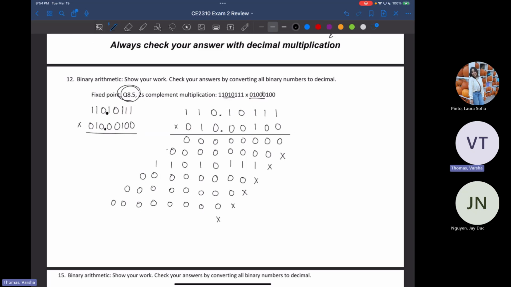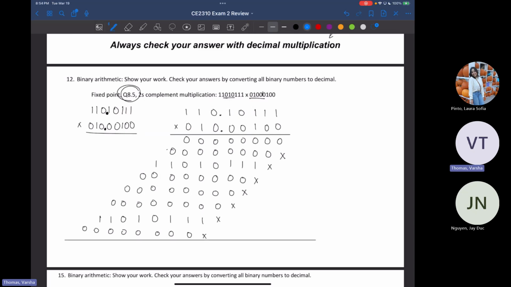Okay, those 3 zeros, and then a row of 1s. 3, 4, 5, oops. 2, 3, 4, 5, 6, 7, 8, and our last row of zeros. Okay, now I want to sum these all up.